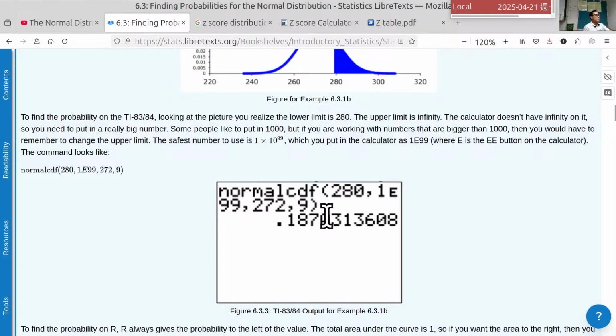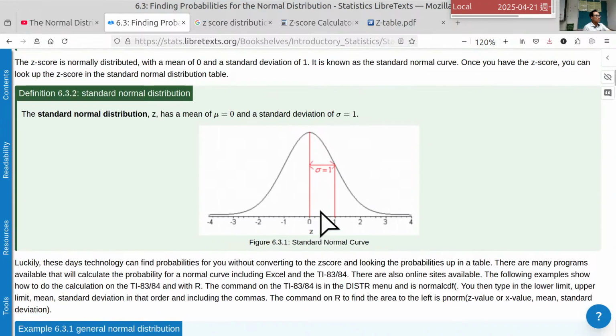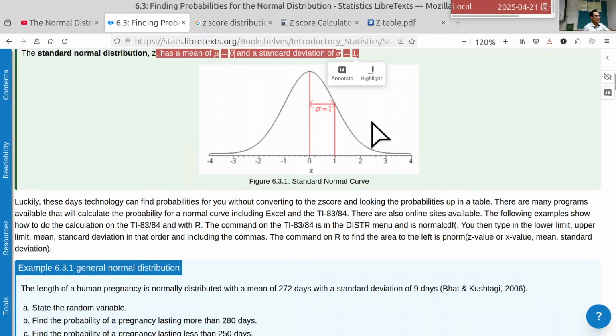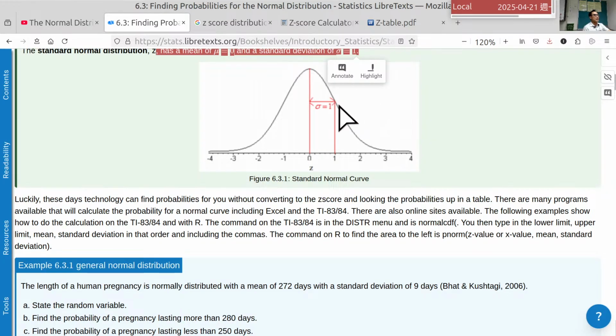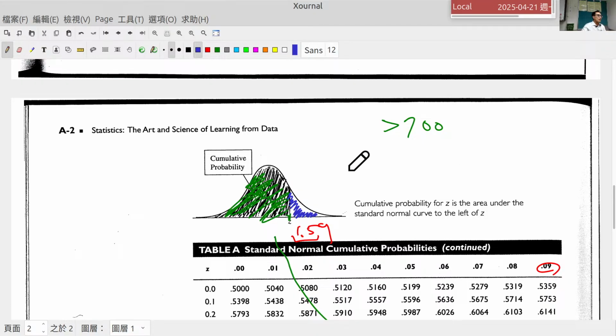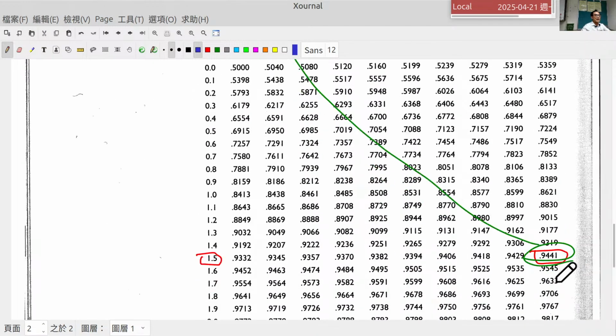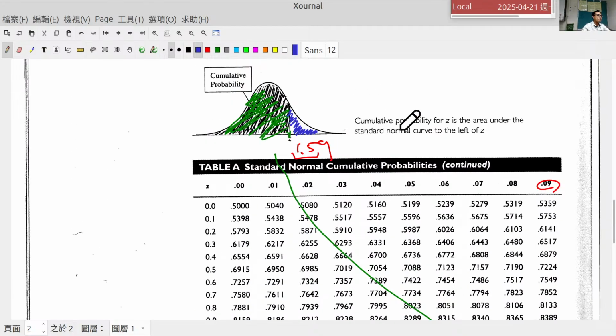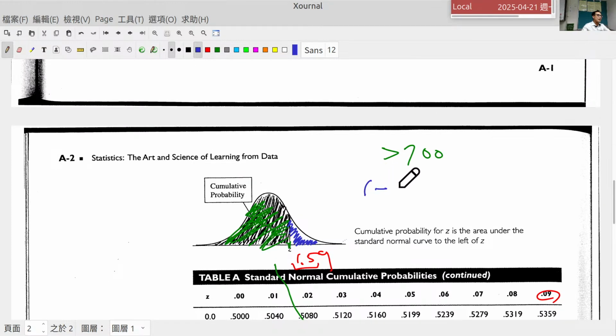The sum of the area is 1, because the total probability is 1. So what can you do? Just 1 minus 0.9441. 1 minus 0.9441. That would be 0.0659.